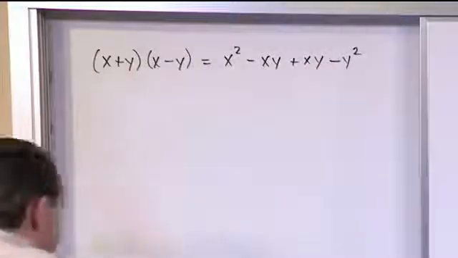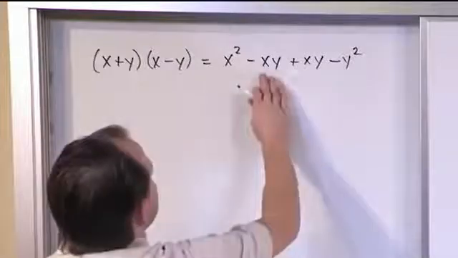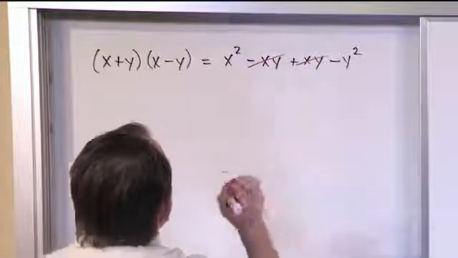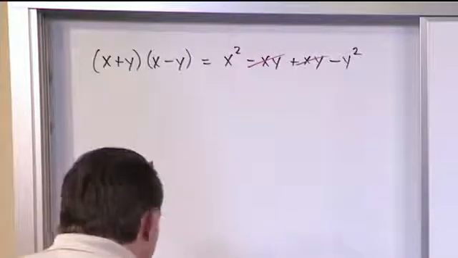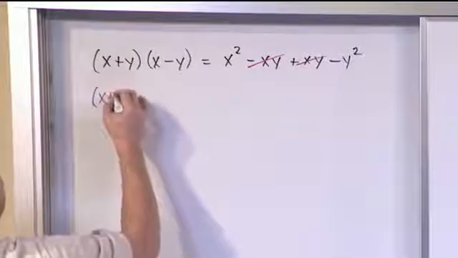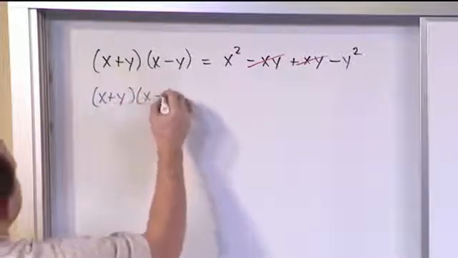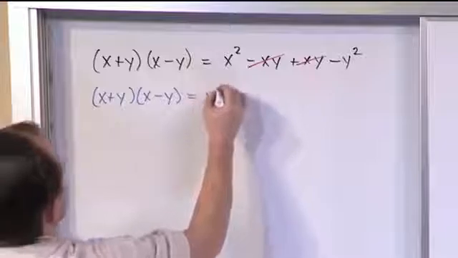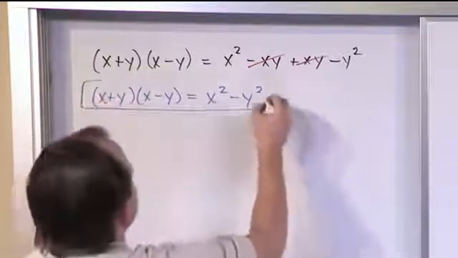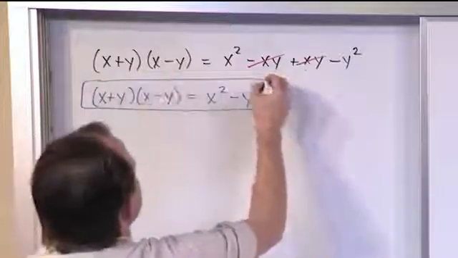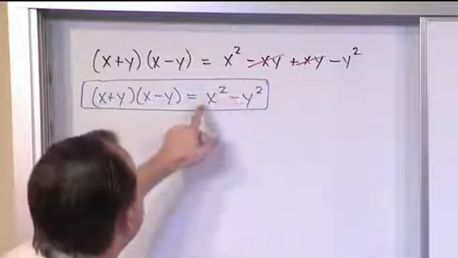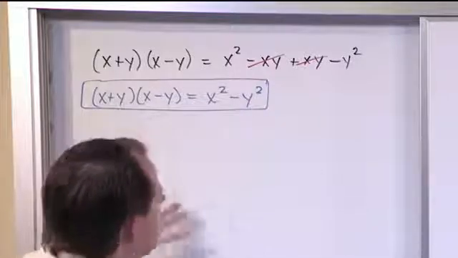So that's all correct, but then you realize that negative xy cancels with positive xy, so they add to 0. So what you really have here, and I'll write it down again, x plus y times x minus y is equal to x squared minus y squared. I'm going to circle this and leave it on the board for a little while because this is the difference of two squares, believe it or not. You have the difference of two things that are squared. That's all it means, the difference of two squares.